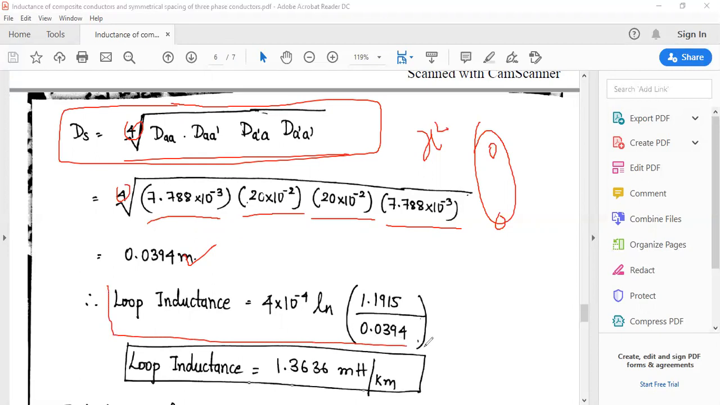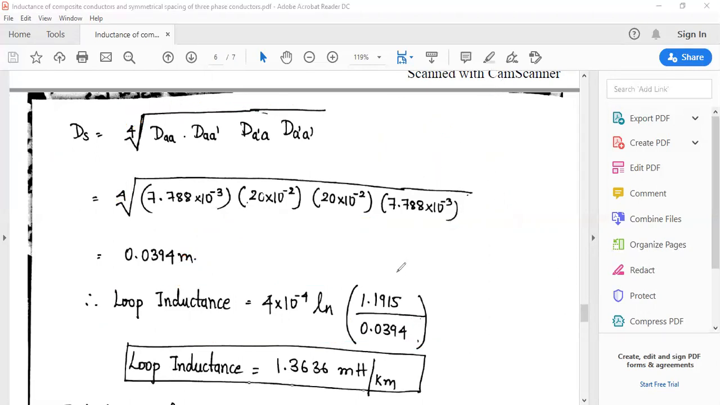The loop inductance being present there as 4 into 10 power minus 4 ln of 1.1915 divided by 0.0394. Loop inductance has been given as 1.3636 millihenry per kilometer. So that's how you can calculate the loop inductance. 4 into 10 power minus 7 ln of 1.195 divided by 0.0394, that is the loop inductance, as 1.3636 millihenry.